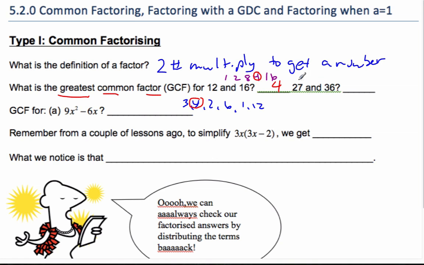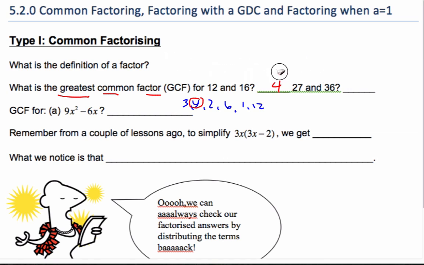Can you look at 27 and 36, think about all the factors and pull out the common factor? What are the factors of 27? It's 9. Oh, you know it's going to be 9 already. Super. It is going to be 9 because this is 1, 3, 9, and 27. If I think about 36, I get a whole bunch more.